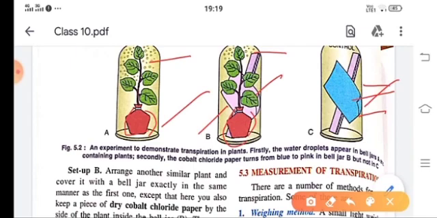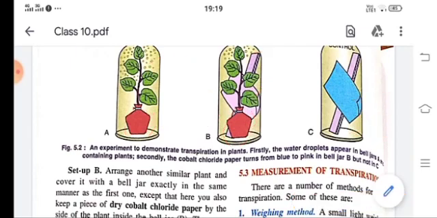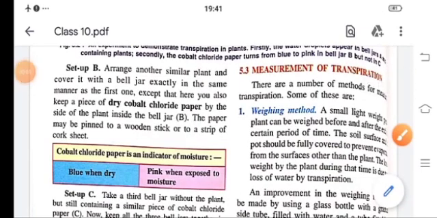So this shows that plants transfer water in the form of water vapors from the aerial parts. This experiment is a controlled experiment, children. That means without a plant there is no water here. Okay. Next is measurement of transpiration.